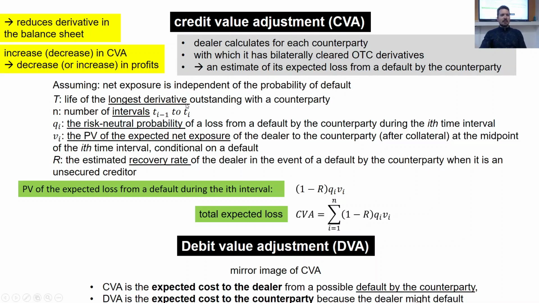So first of all, the longevity of the derivative, the number of intervals when it appears, and then how can we estimate the value or price the value, the risk neutral probability of a loss, and later on. So this will be similar to what we had in the case of the CDS. This one, the present value of expected net exposure, in the case of the counterparty goes down at the midpoint, so between two intervals in the middle.